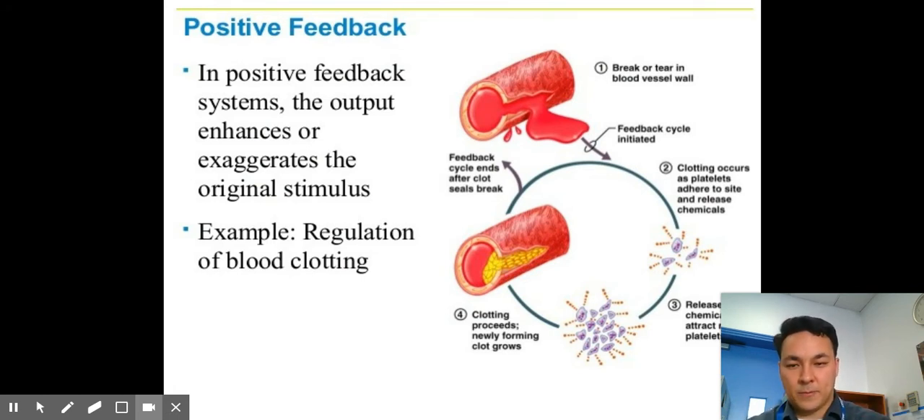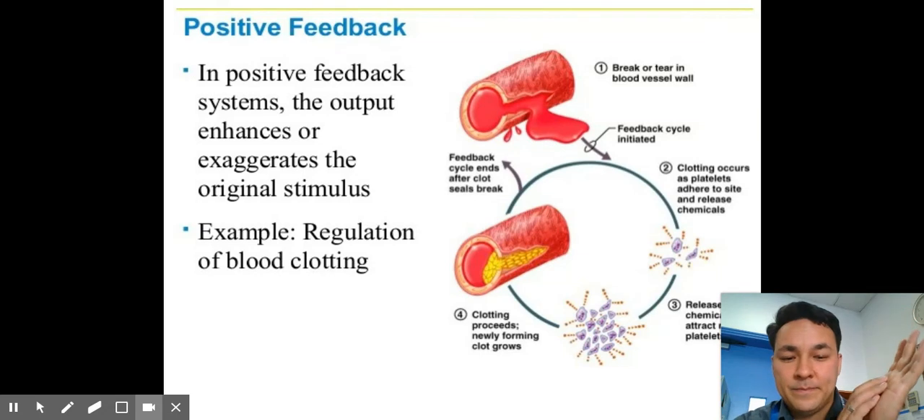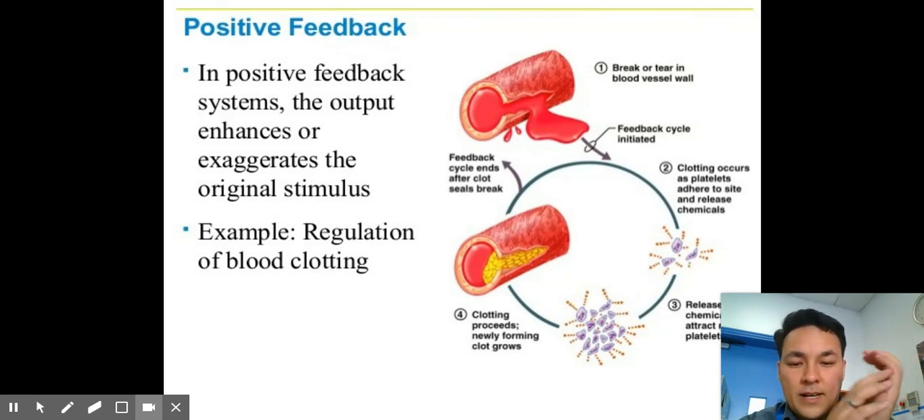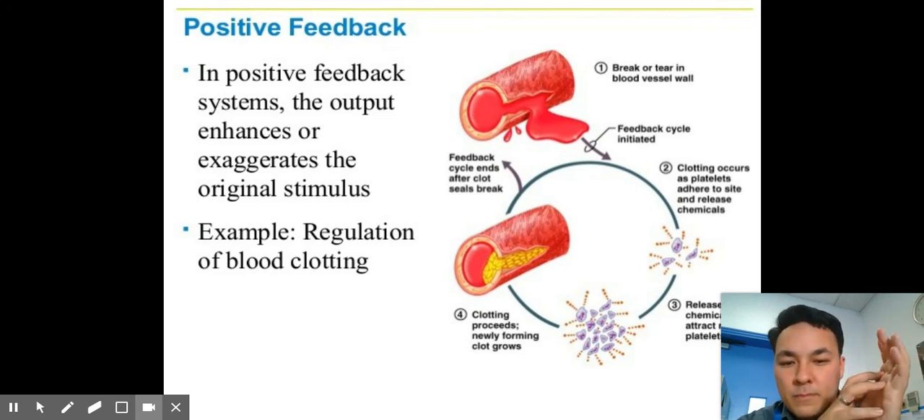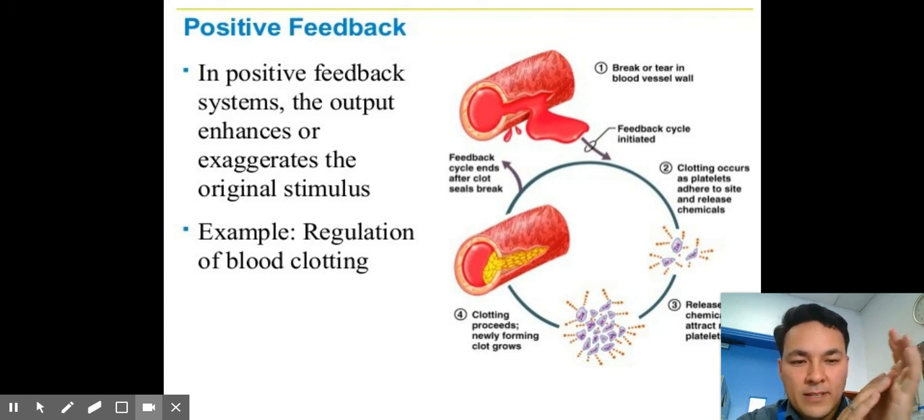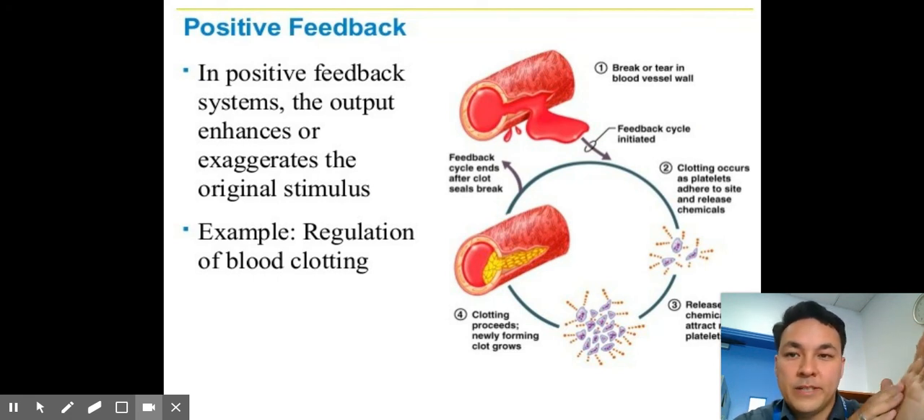Positive feedback goes in the same direction, right? And positive feedback can be very quick. It's helping to exaggerate a stimulus. So let's say you get cut on your hand and you have some clotting factors come there, some platelets. They're going to send out signals, ADP, to bring more platelets there. They're going to send more signals, more signals, more signals. It's going to rapidly help to bring clotting factors to your blood vessel tear so that you don't bleed too much.